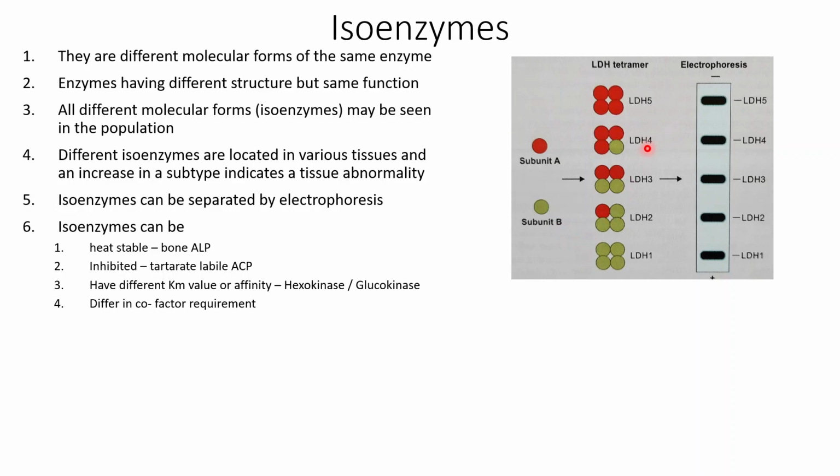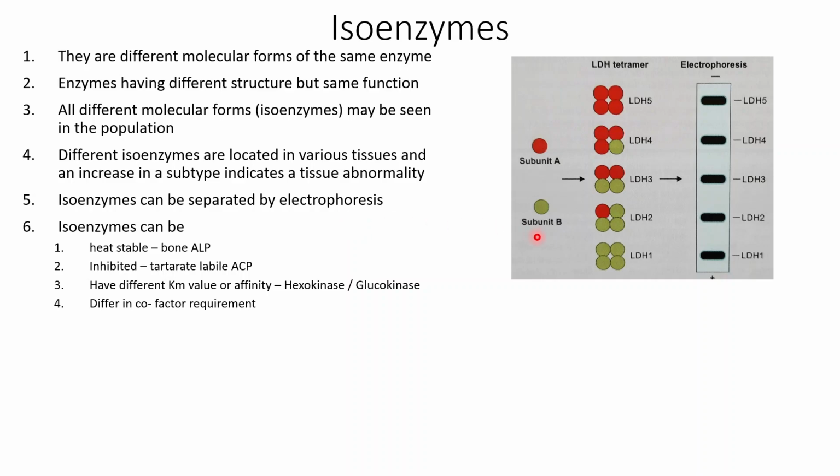Okay, similarly if we have excess of LDH5, we can assume that since LDH5 is produced in organ A, there occurs a dysfunction in organ A. So this is the clinical enzymology or importance of enzyme. By measuring the enzyme activity we can know which isoenzyme is more active or which isoenzyme is present in more concentration, and that indicates that that particular organ is dysfunctional. Now isoenzymes can be separated by electrophoresis.